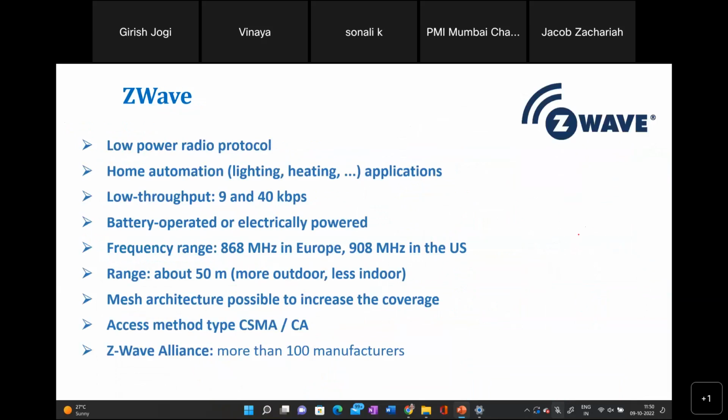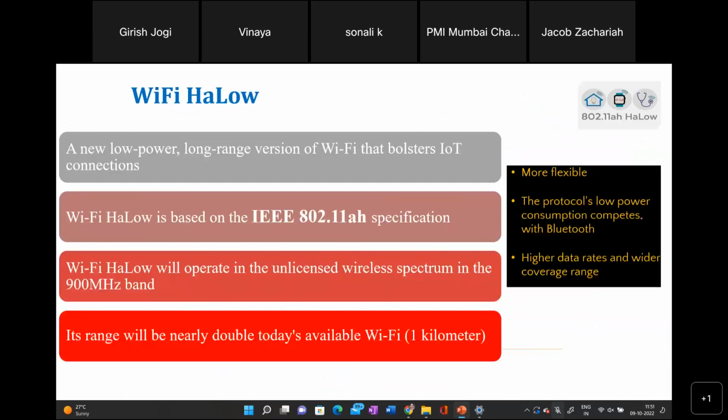Then Z-Wave, as I said, is again used in home automation, a modified version of Zigbee. Then the latest protocol in this particular category is called Wi-Fi HaLow or Wi-Fi AH, which is a new low power, long range version of Wi-Fi that is particularly designed for IoT applications. And once again, to increase the range, this Wi-Fi HaLow, instead of 2.4 gigahertz, is at a 900 megahertz band, a lower frequency range. So the lower the frequency, the higher the range.